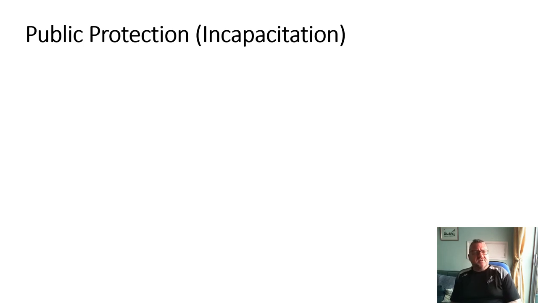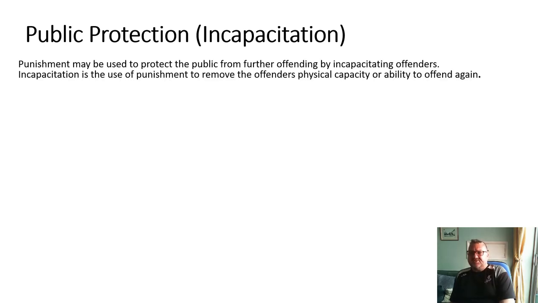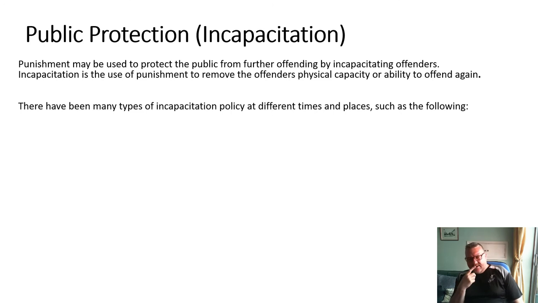So having dealt with deterrence, let's move on to public protection, sometimes called incapacitation. This is when punishment is used to protect the public from further offending by incapacitating the offenders. Incapacitation is the use of punishment to remove offenders' physical capacity or ability to offend again. There are many types of incapacitation policy at different times and places. So here are some of the many that are used throughout time and indeed in society today.